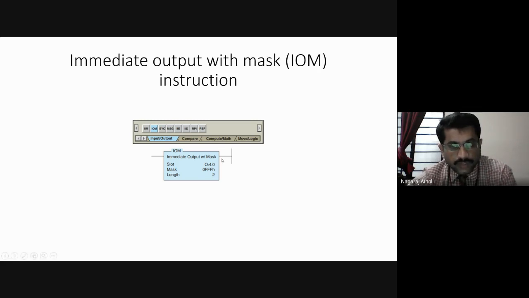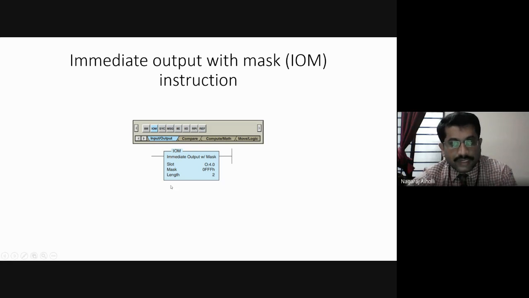That means from the output image table file, it is updating slot number 4 and word 0 of the output field device. The output image table file data is updated to the output field device slot number 4 and word number 0. What data is updated? The last 12 bits of the data are updated, because the first 4 bits are becoming 0.